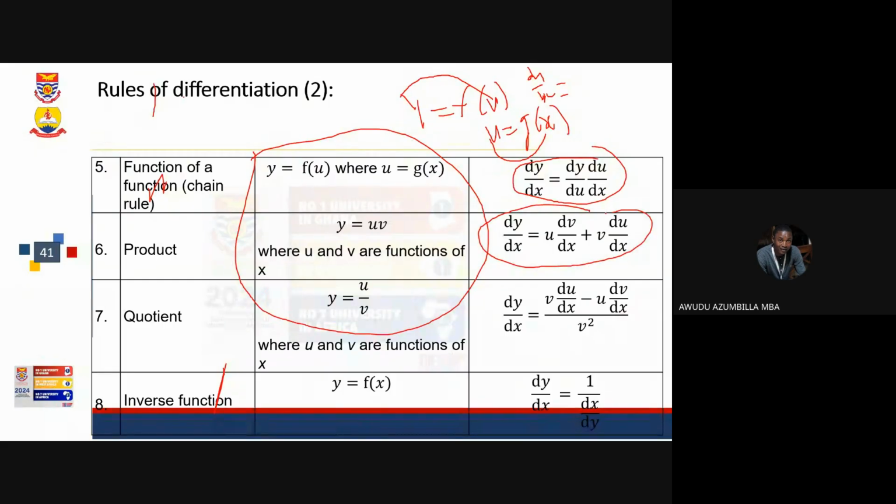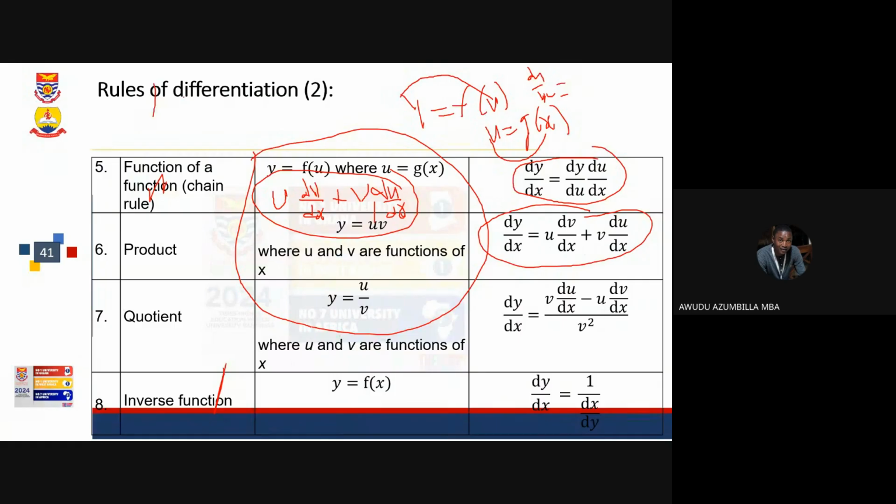This function is a product. First, you hold u constant and differentiate v with respect to x. Plus, this time you are holding v constant, but you differentiate u with respect to x. That is the product rule. We are going to look at an example.